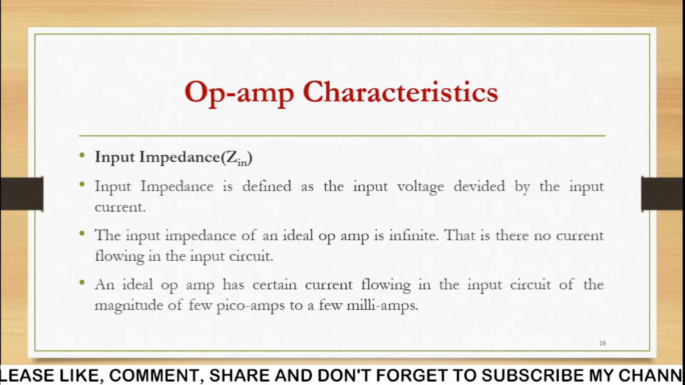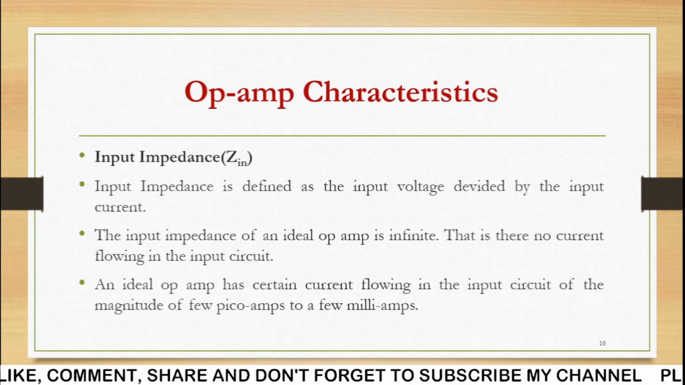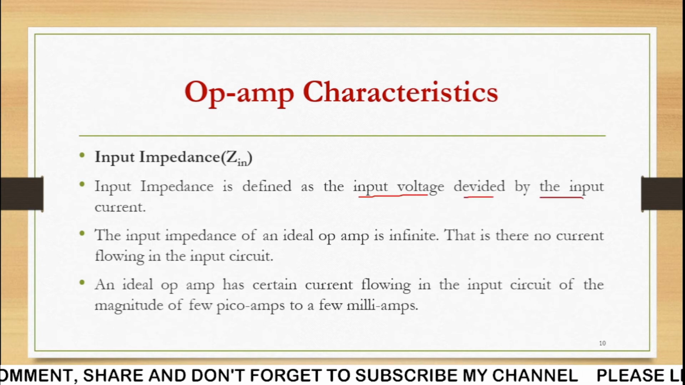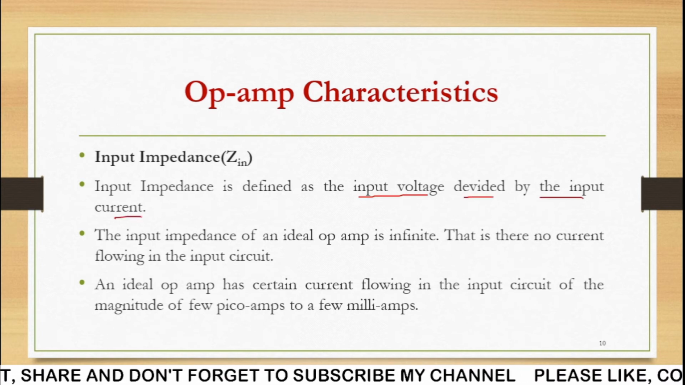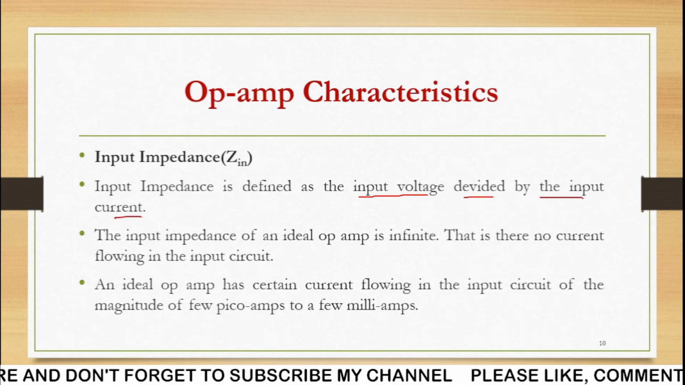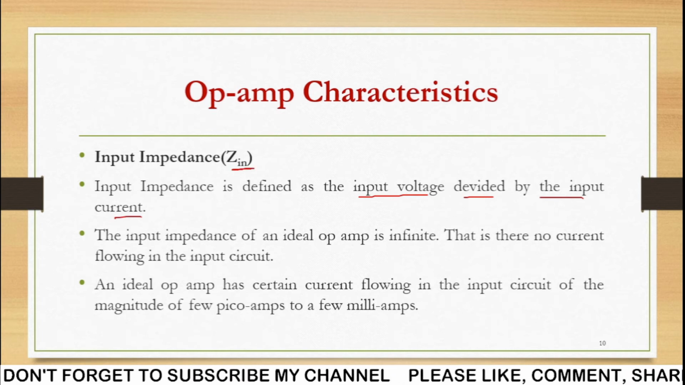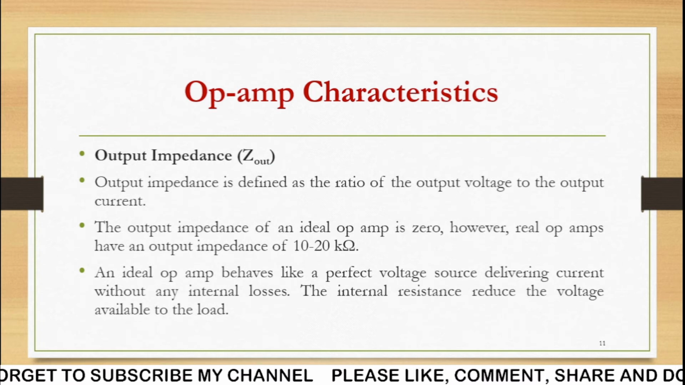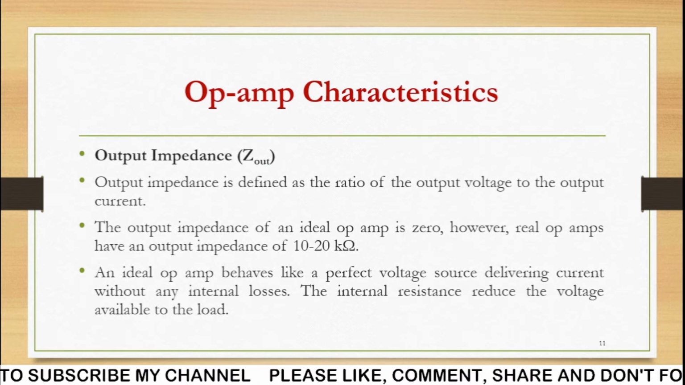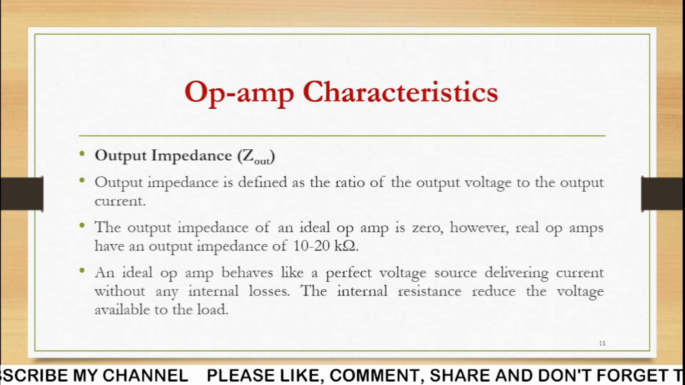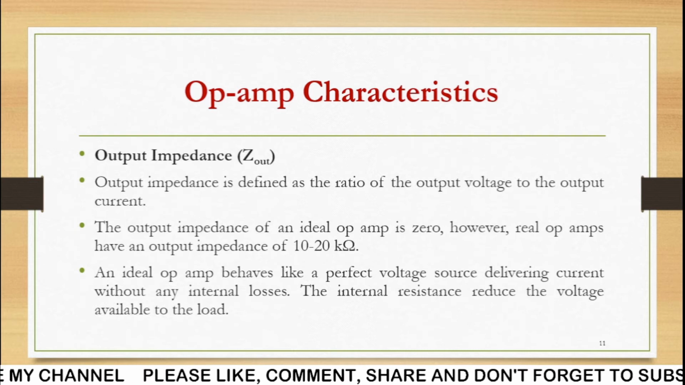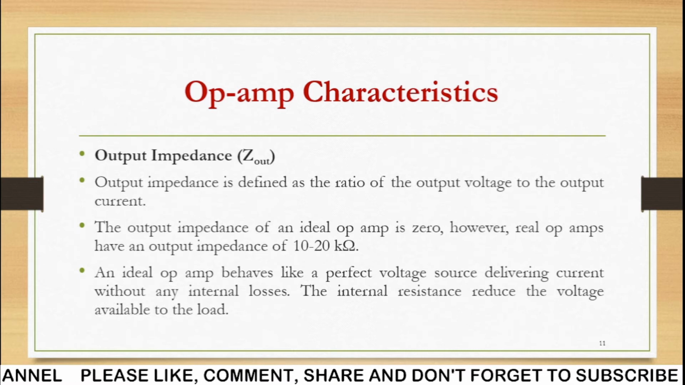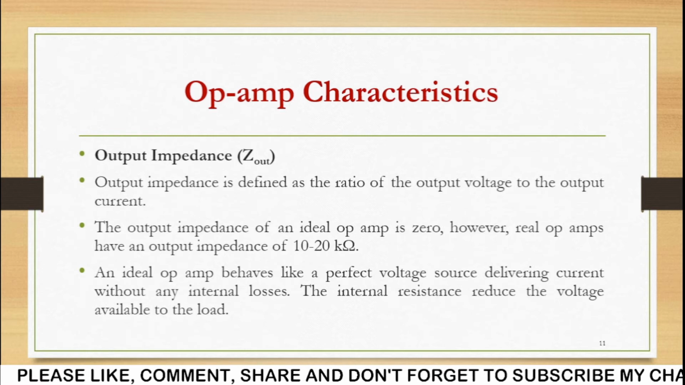Op amp characteristics, input impedance Z in. This second characteristic: input impedance is nothing but input voltage divided by input current. Similarly, output impedance Z out of an operational amplifier is defined as the ratio of output voltage to output current. This ratio will give us the output impedance.